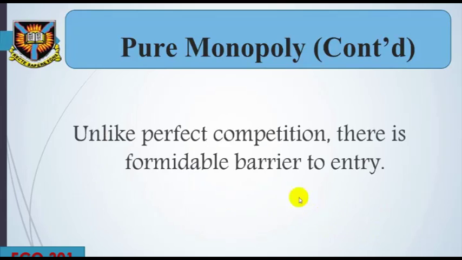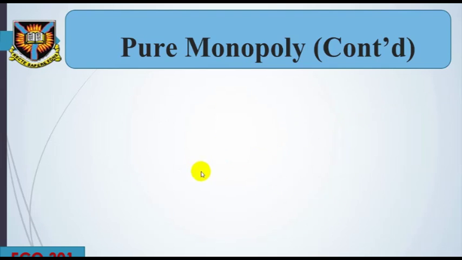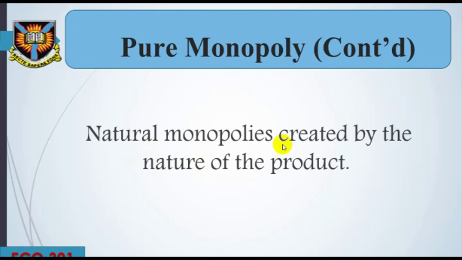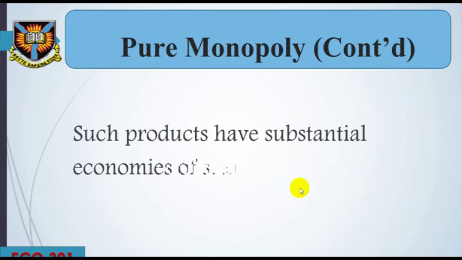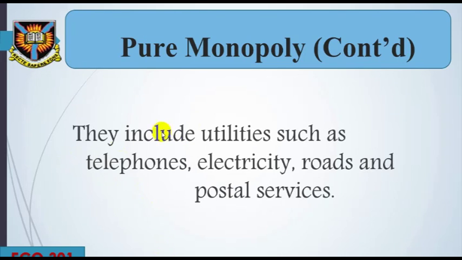Unlike perfect competition, there is a formidable barrier to entry. There are several reasons which could lead to monopoly. They include: 1. Natural monopolies created by the nature of the product. Such products have substantial economies of scale which can be extracted by large firms. They include utilities such as telephones, electricity, roads, and postal services. Before the ongoing privatization of public enterprises, the government monopolized the provision of these services in Nigeria.